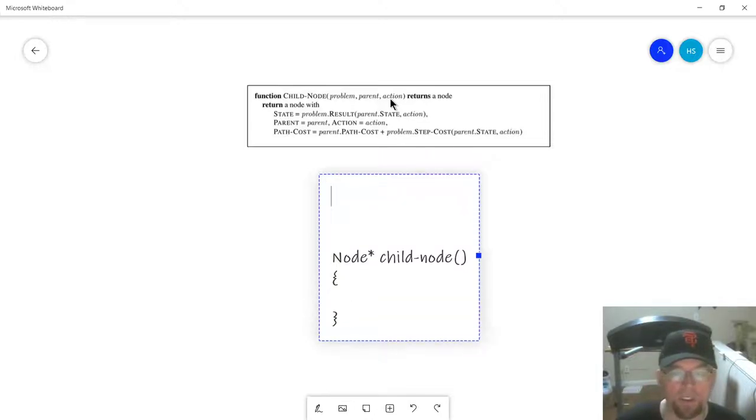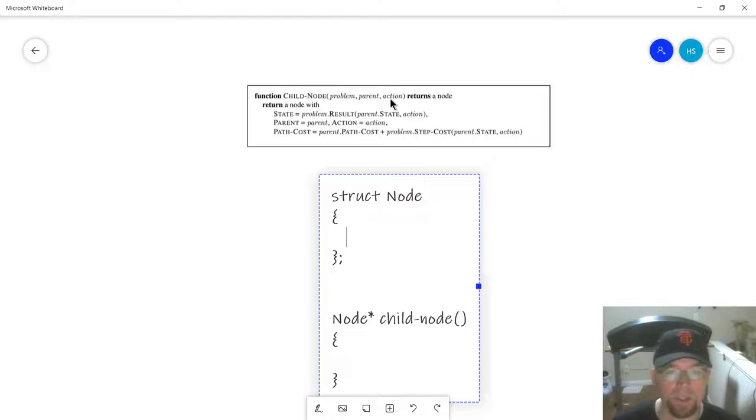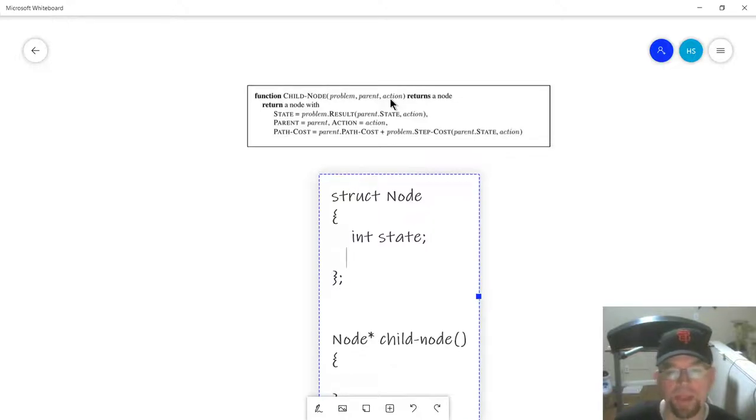So previous video, I'll give you a little bit of code, but just to remind you here, maybe the node looks like this, okay? And a node is going to have to store some representation of the state, however you want to do that. Let's say I just make it an integer, fine. And then it has to store some kind of action, right? So maybe that's a character. I'm just making this up.